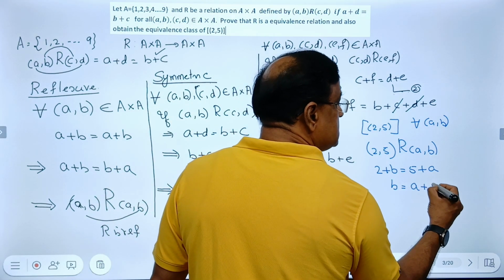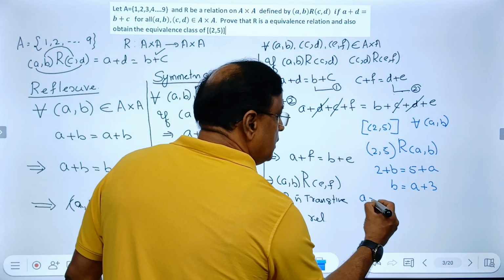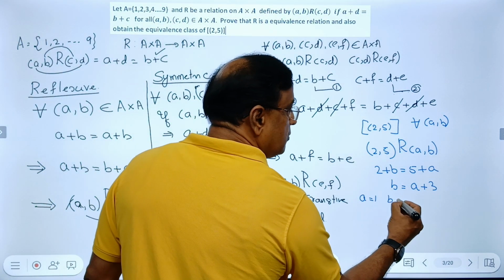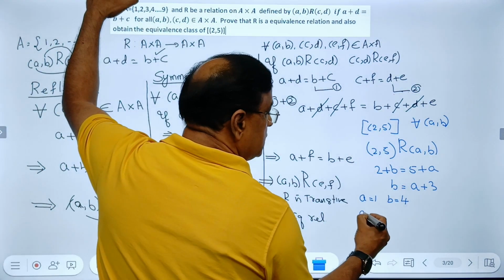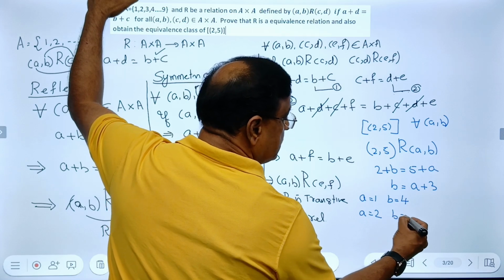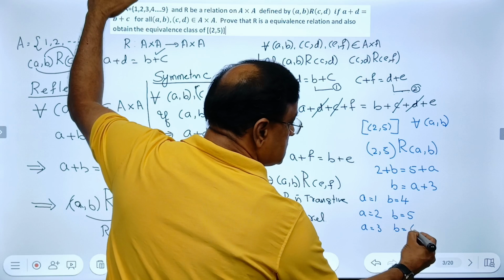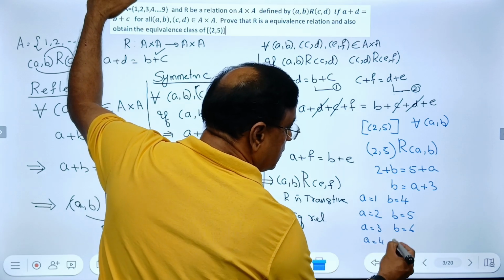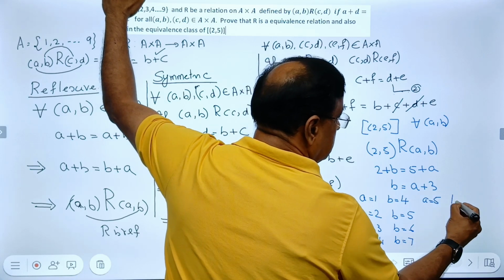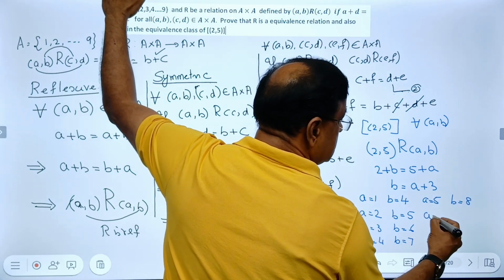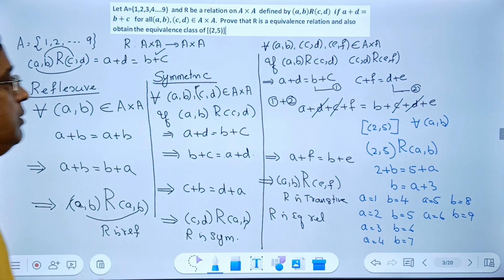B is A plus 3. Right? So now what do you do? When you put A as 1, you get B as 4. Right? When A is 1, B is 4. When A is 2, B is 5. When A is 3, B is 6. When A is 4, B is 7. When A is 5, B is 8. When A is 6, B is 9. When A is 7, B will be 10.